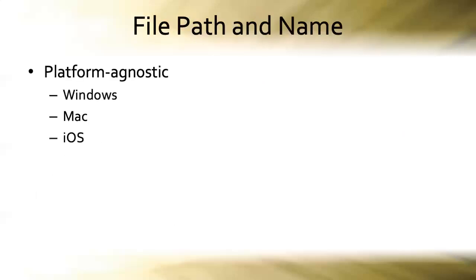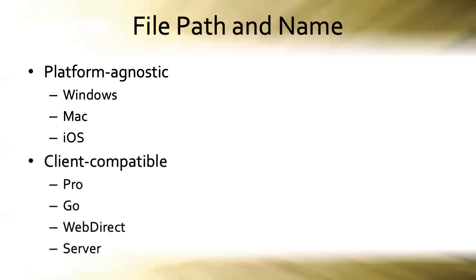So first off, the problem of the file path and name. The file path and name that we specify, that we choose or build, has to be platform agnostic, which means it needs to work on a Windows user's computer, on a Mac user's computer, under iOS. It also needs to be client compatible. That is, it needs to work with FileMaker Pro, FileMaker Go, WebDirect if possible.